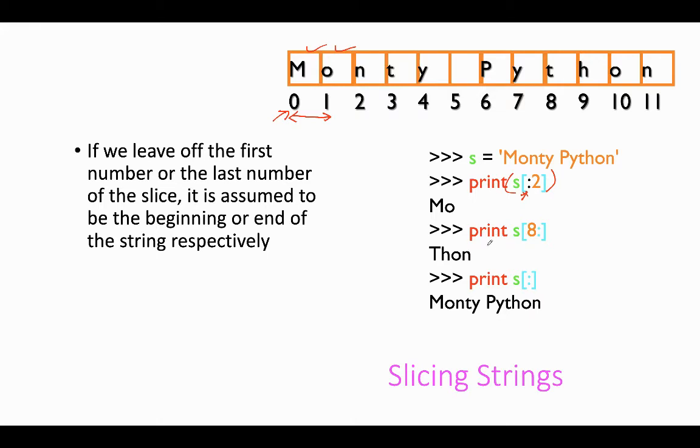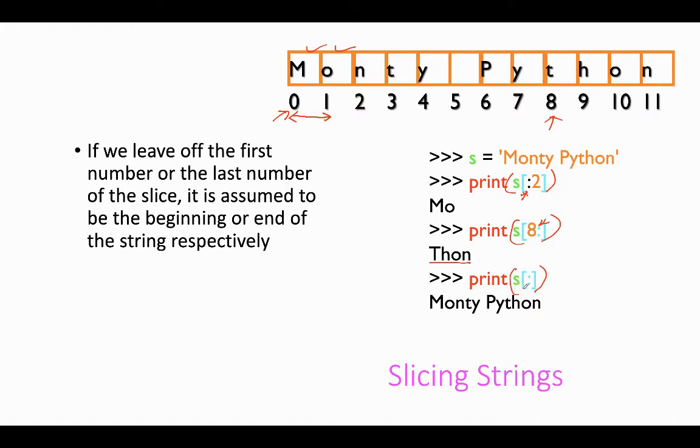In the same way, print S of 8 colon. So from the 8th position onwards. Where is the 8th position? Here. From here onwards, because I have not given the ending point. So THON will be printed. In the same way, the last example, print S with only a colon.